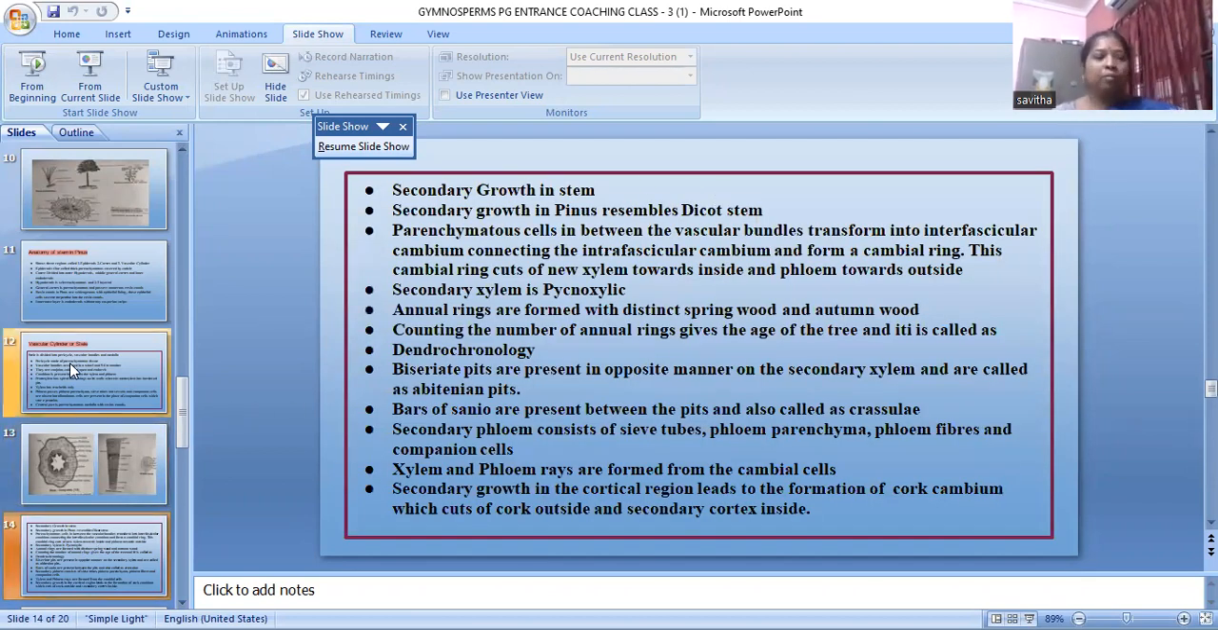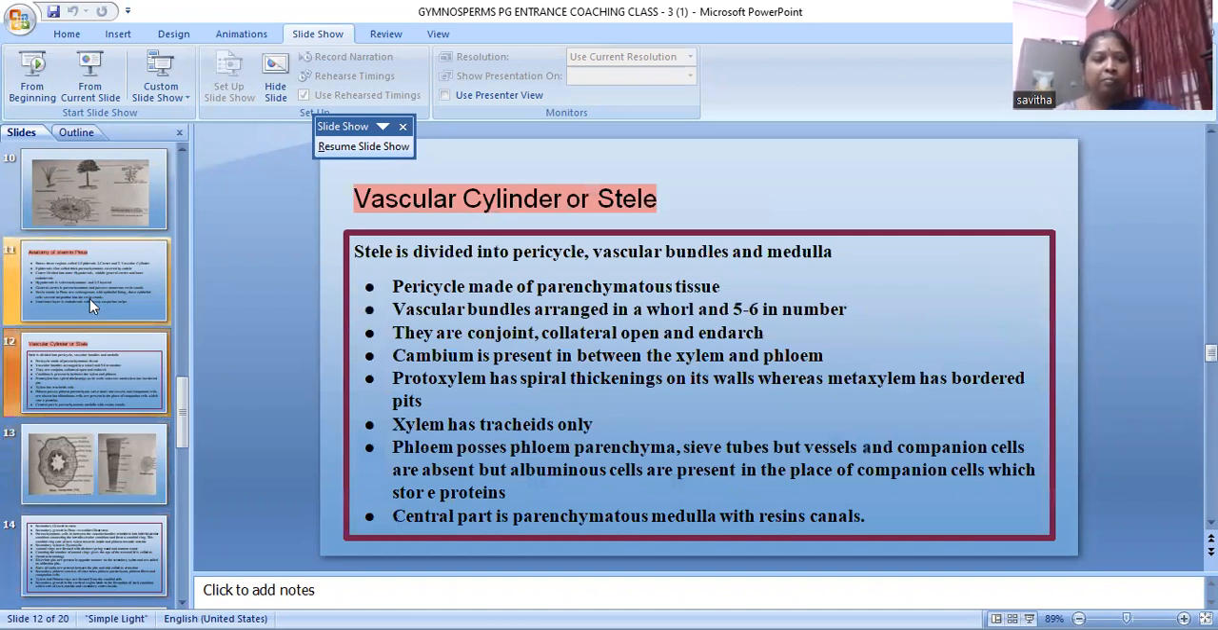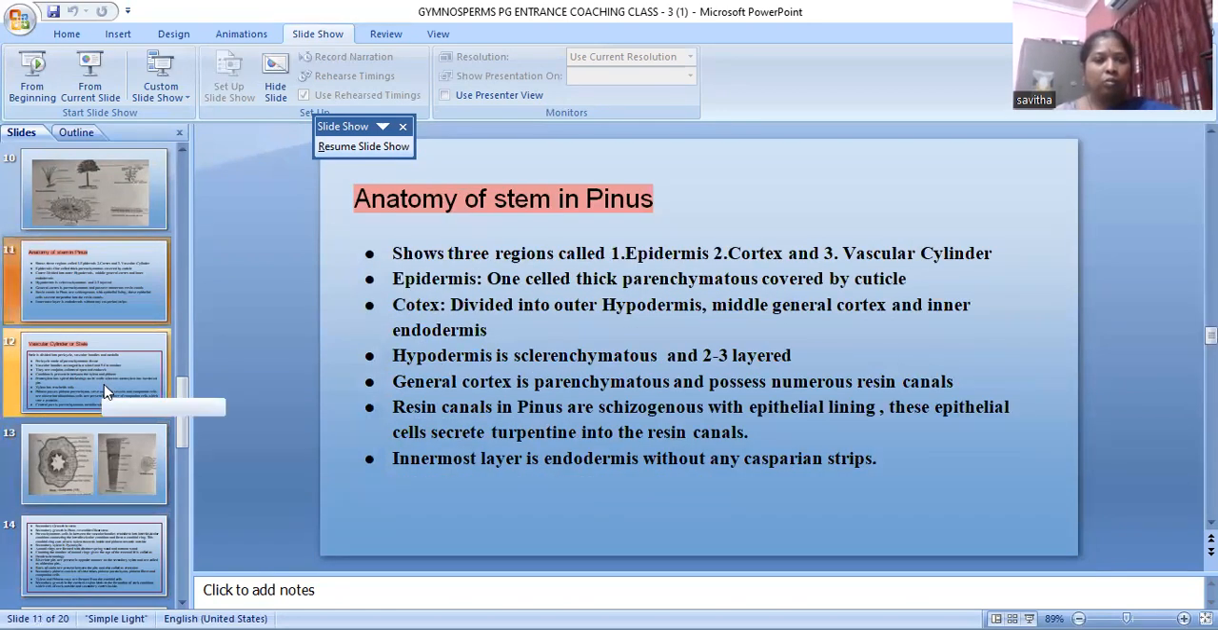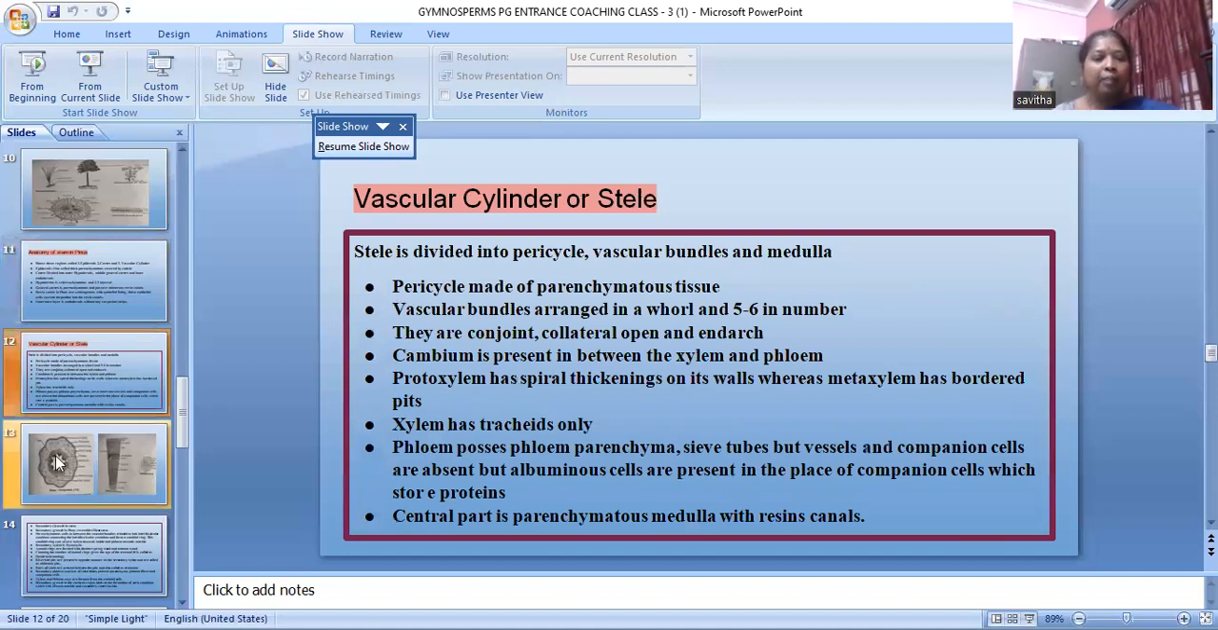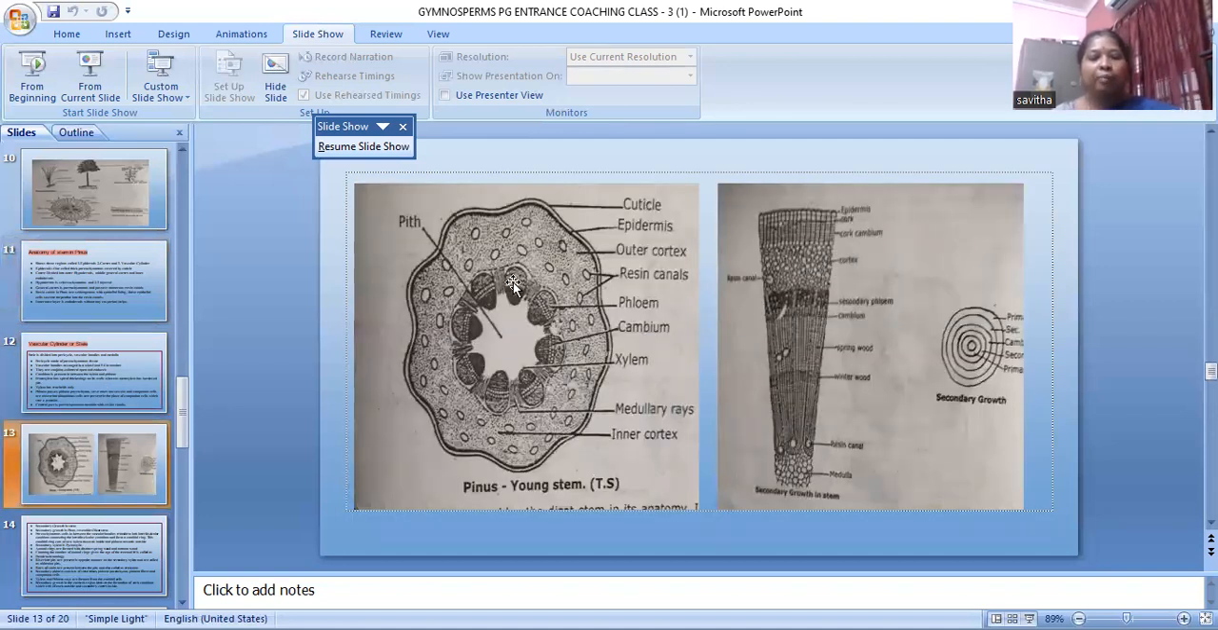So when you come to the vascular bundles, they are conjoint collateral, and because of the presence of the cambium in between, they undergo secondary growth. The xylem consists of tracheids only, whereas phloem consists of phloem parenchyma and phloem fibers. Their companion cells are absent. Instead, albuminous cells are present in the phloem, and in between the xylem and phloem, you will be finding the xylem rays or the medullary rays, where in the central part, medulla is present, which is parenchymatous in nature.